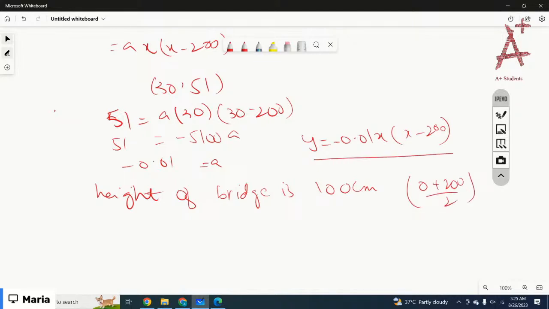Now let's just put the point in for x and calculate the value of y. It would be negative 0.01 times 100 times 100 minus 200. So when you solve this equation for y, the answer is y equals 100. That means the maximum height is 100 centimeters, right?